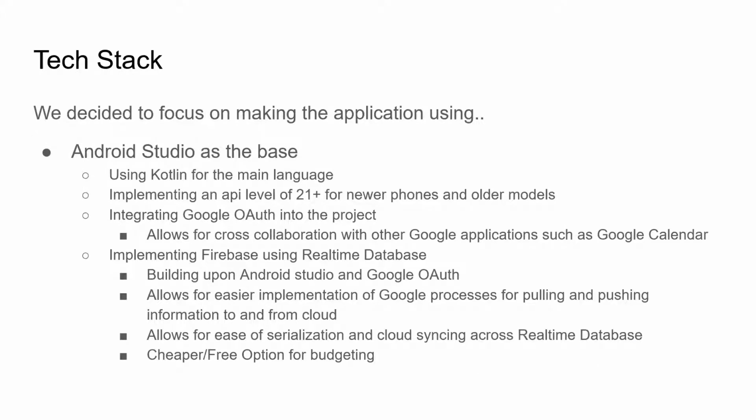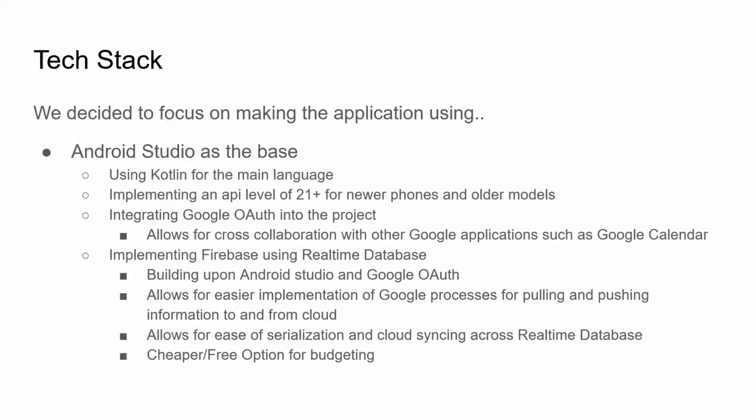So for our tech stack, we decided to focus on using Android Studio as the base, seeing as most of our group had Android products. For the language, we decided to focus on Kotlin because it was an easy mix between CS125 Java, which we were learning, and Python, which we were also learning in CS196. We decided to implement an API level of 21 for newer phones, but also to accommodate for older models. We decided to integrate Google authentication into the project itself, considering we were using Android Studio, to allow for easier collaboration with other applications such as Google Calendar.